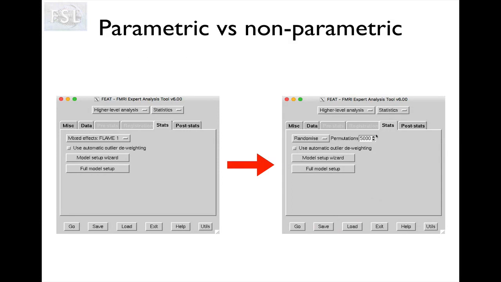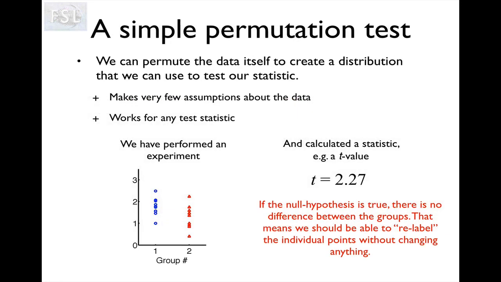So randomize, what this is, is something called permutation testing. So let's look at what permutation testing is. A simple permutation test: we have performed an experiment. We have two groups, group number 1 and group number 2. Now, if we calculate the statistics, in this case the t-statistic is 2.27.